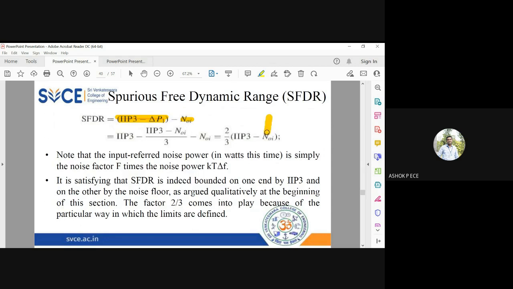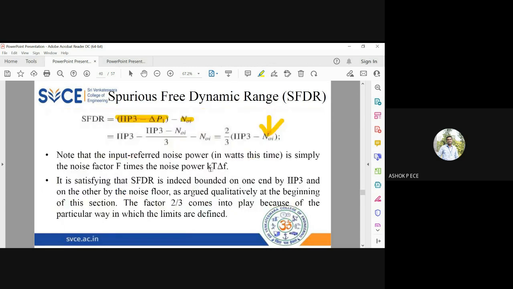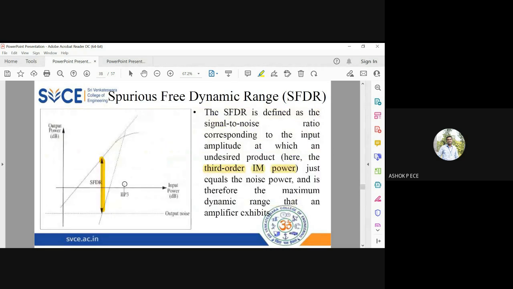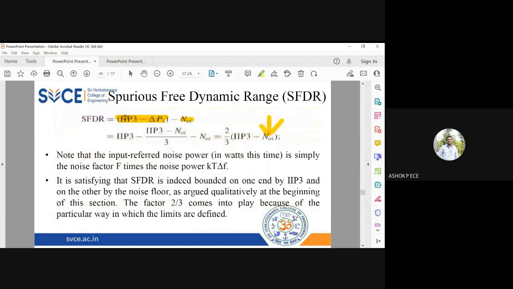So NOI is the noise level which we have at the bottom. Input noise power, input noise level. Okay. And IIP3 is what you have here. So the difference between these two is going to be our SFDR. So IIP3 minus delta P1 minus NOI.